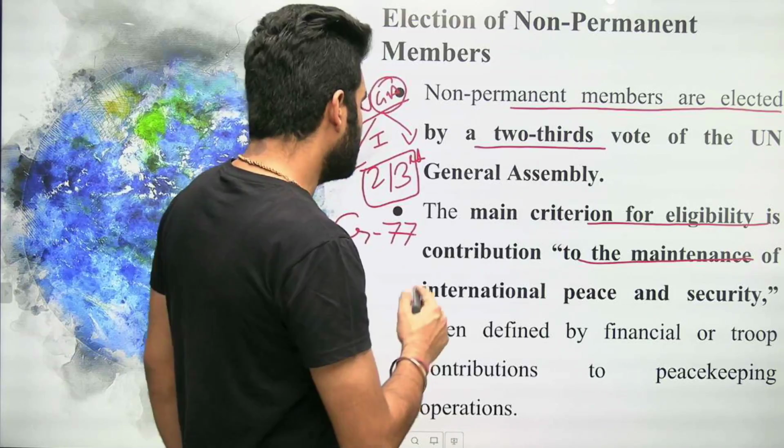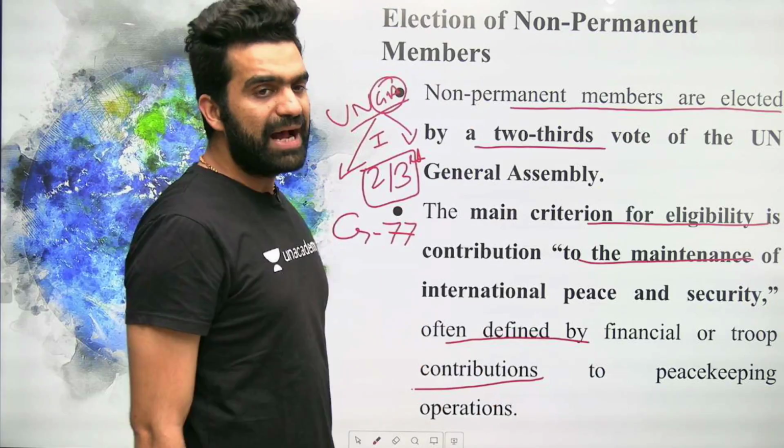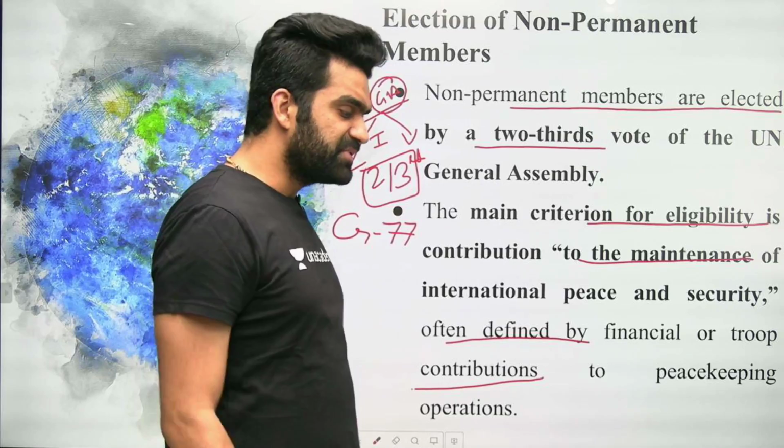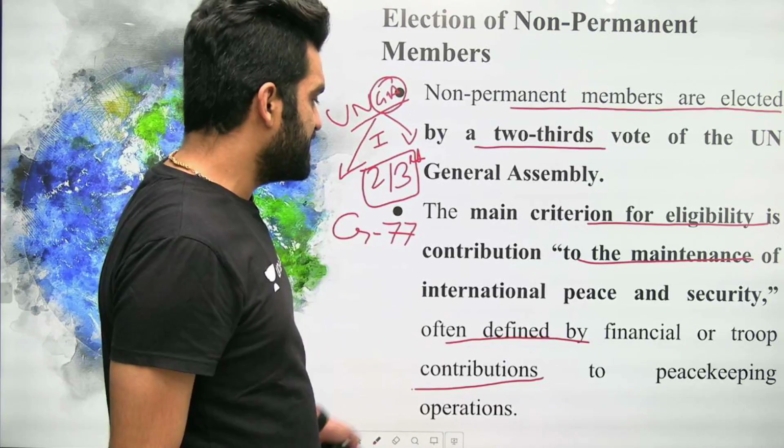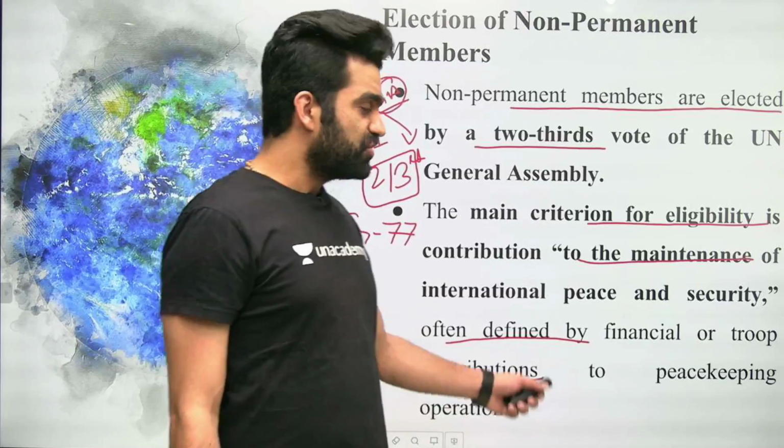Now, this is to maintain the, often this is defined by financial or troop contributions, military contributions to United Nations peacekeeping operations. United Nations peacekeeping forces are deployed in countries like Sudan, Somalia, etc. So whenever an earthquake strikes countries like Nepal, or whenever a country like Haiti is in trouble, UN peacekeeping forces are deployed.